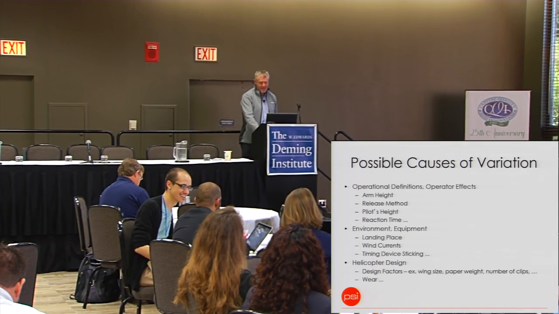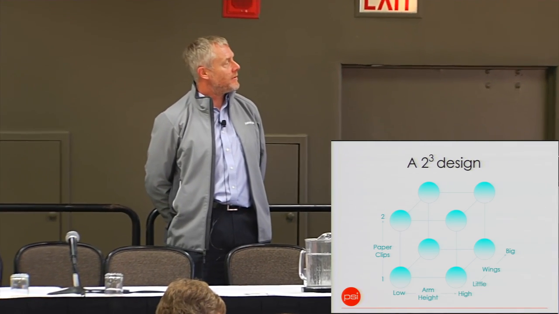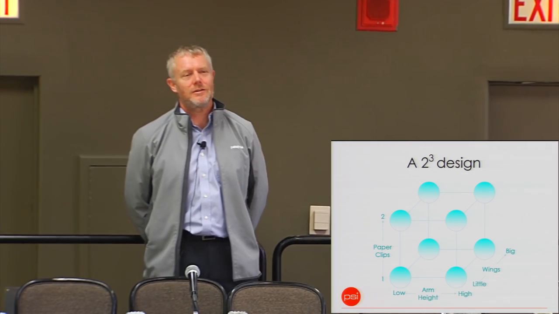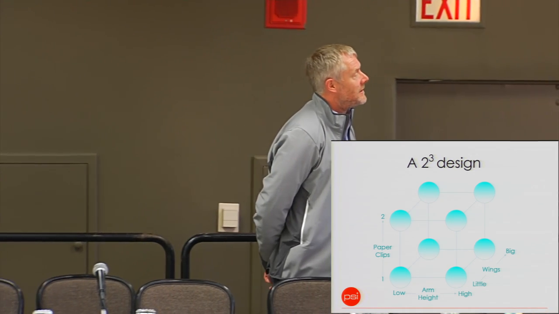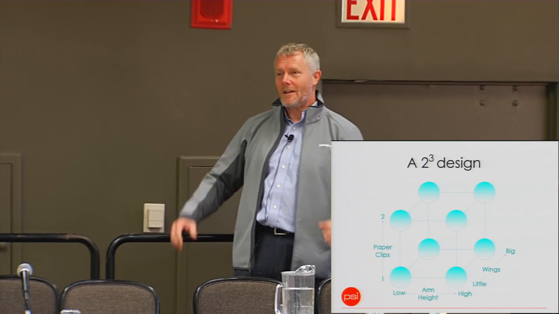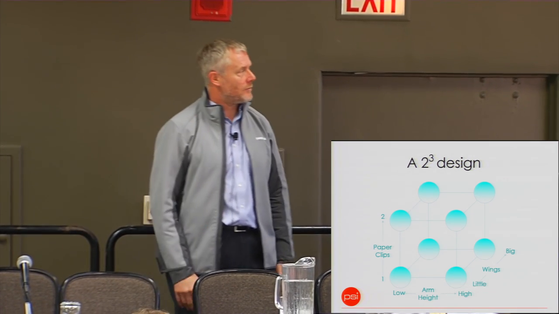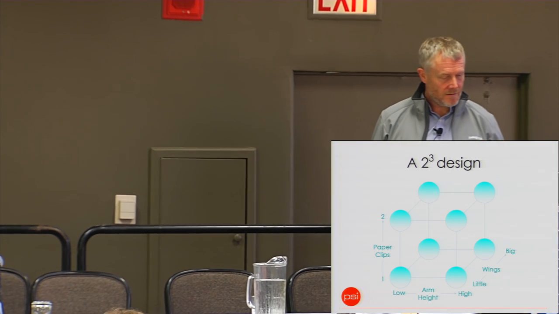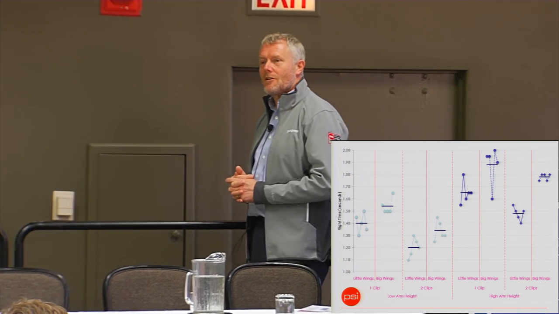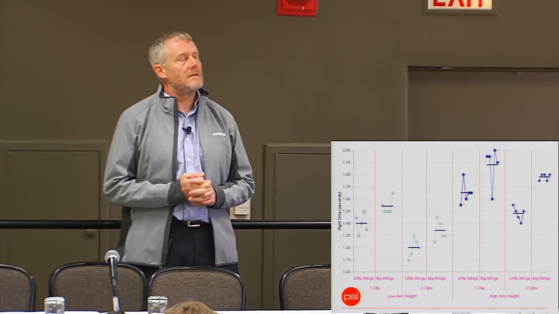All right. So I picked three factors, kind of arbitrarily, from this list. Number of paper clips: you could do one, two, or three paper clips. Arm height, high and low. And big wings and little wings, where I did the cut on the top. I just wanted to show you a use of the control chart in a way that you'd not seen before.